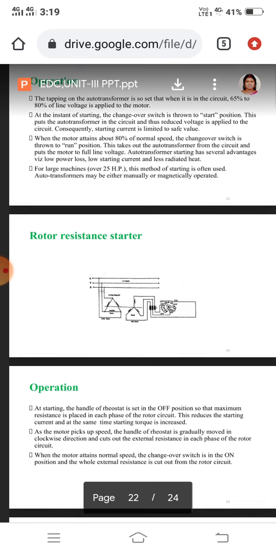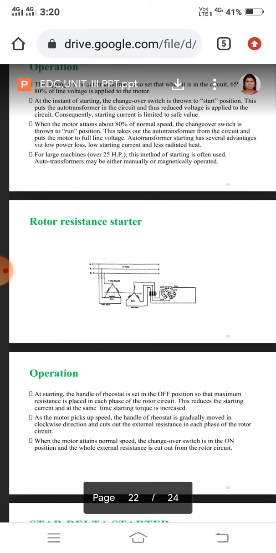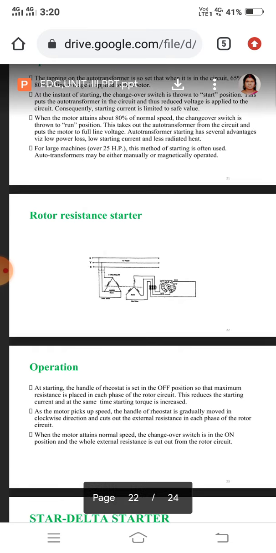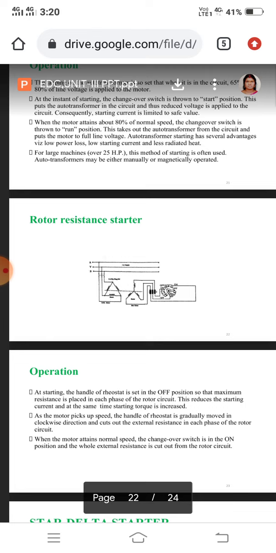As the motor picks up speed, the handle of the rheostat is gradually moved in the clockwise direction and cuts out the external resistance in each phase of the rotor circuit. When the motor attains normal speed, the changeover switch is in the on position and the whole external resistance is cut out from the rotor circuit.